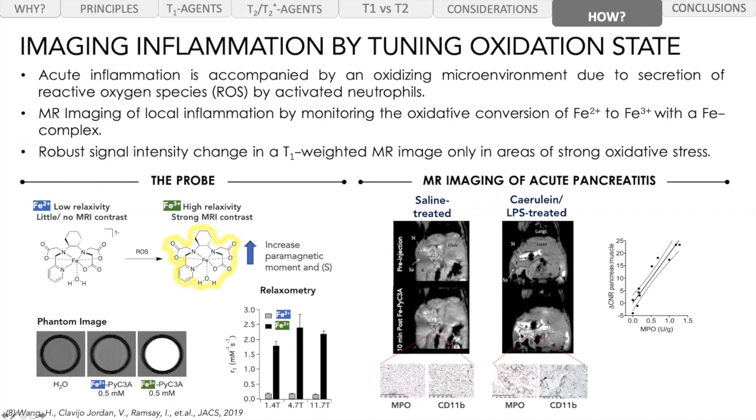So clearly we validated this with histology, and indeed this pancreas was very inflamed, as shown by MPO and CD11b. The correlation of the change in signal, the contrast-to-noise ratio, to the actual activity of this myeloperoxidase, which is an inflammatory enzyme, correlates really nicely. This was really great, and it's a really nice way to showcase how understanding and manipulating these magnetic parameters, really of iron, can give us such pleasant information in vivo.